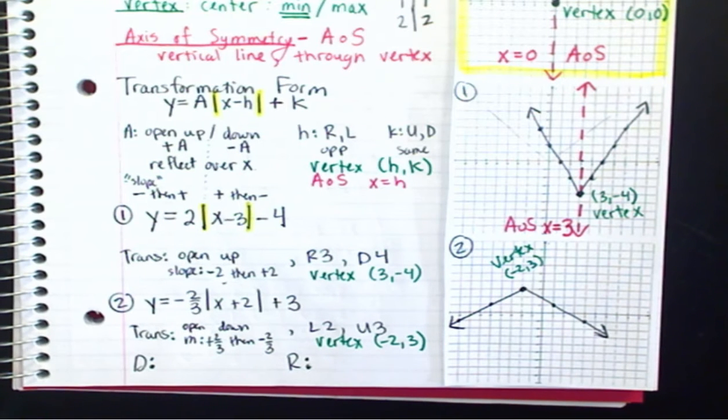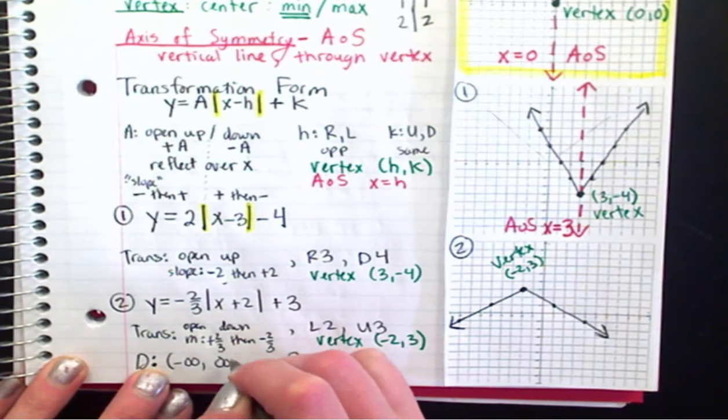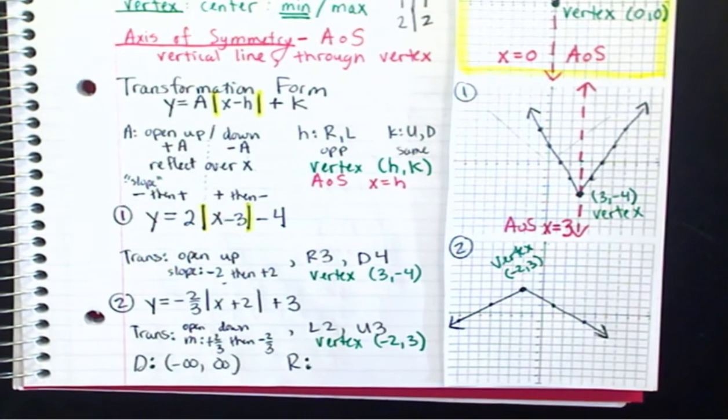Who can give me the domain or the range? I'll take either. Review characteristic, think about it. Interval notation. Do you have it? Yes. Negative infinity to positive infinity. It's continuous. I don't lift my pencil all the way from the left, all the way to the right.